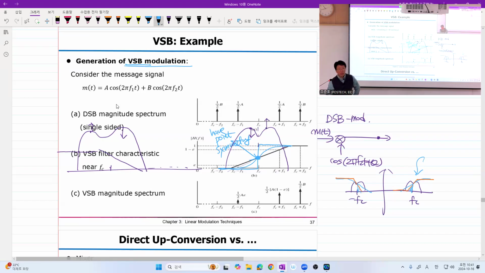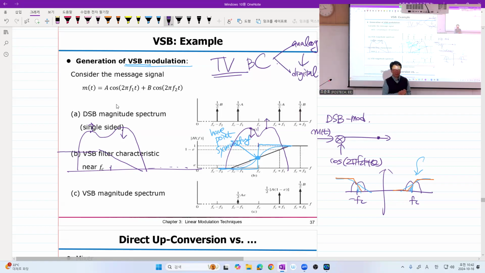This VSB modulation has been widely adopted by TV broadcasting from the early stage. So if you read the history of television broadcasting, this VSB appears again and again and again. And an interesting thing is like this. Since these TV guys really love VSB, now they have a digital TV broadcasting standard. Still, they wanted to have this VSB idea. So they adopted digital VSB. Got it?